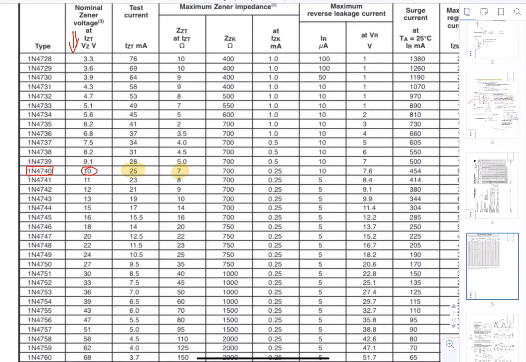supply. If you want a different Zener, say you only want 5 volts, the 5.1 looks like it's going to be about the closest one to 5 volts. And so you would choose this Zener number.